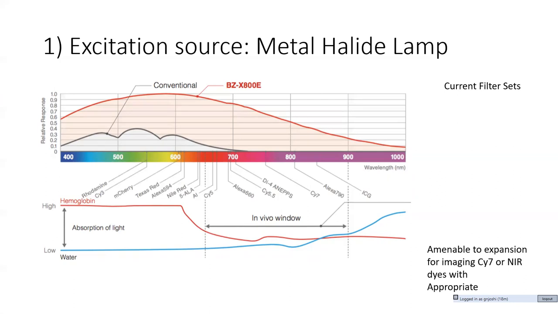The good thing about the metal halide lamp on Keyence is that unlike conventional lamp sources, which only give you wavelengths from 400 nanometer to 700 nanometer, this one extends all the way from 400 to almost 1000 nanometer, which also means that this is amenable to using near infrared range of light to measure fluorophores, okay?